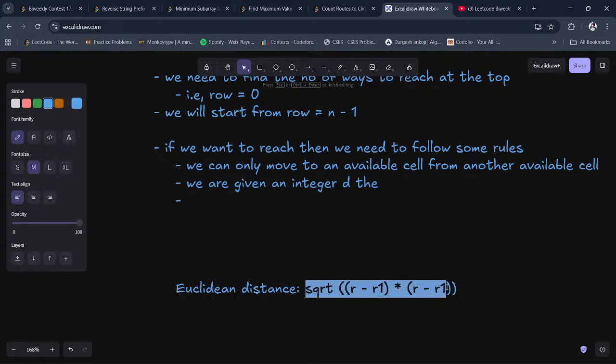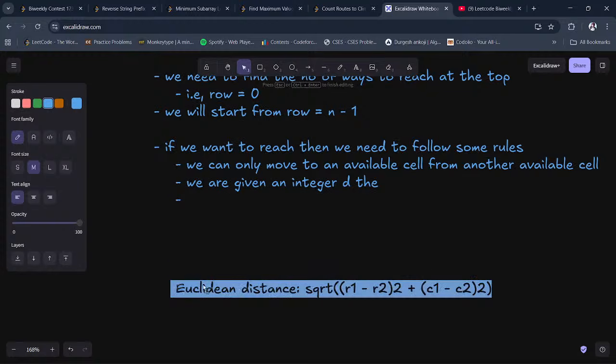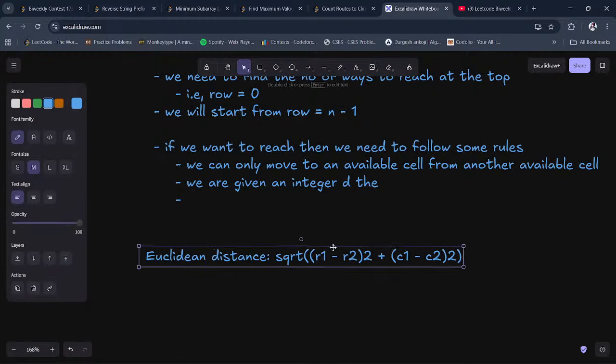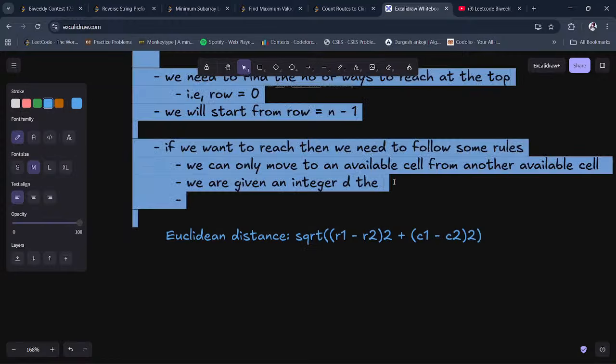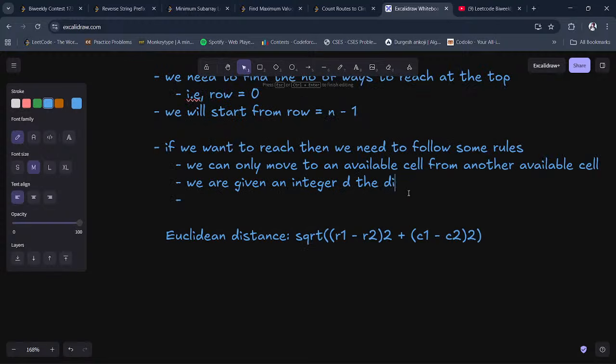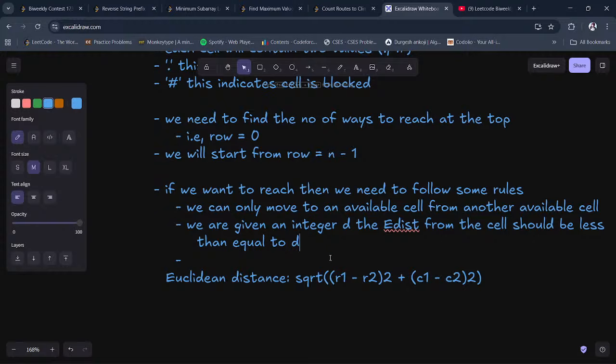So we can write it in a much easier way. The Euclidean distance from the cell should be less than or equal to d, because we know that the distance should be at most d. That means it should be less than or equal to d. This makes sense.